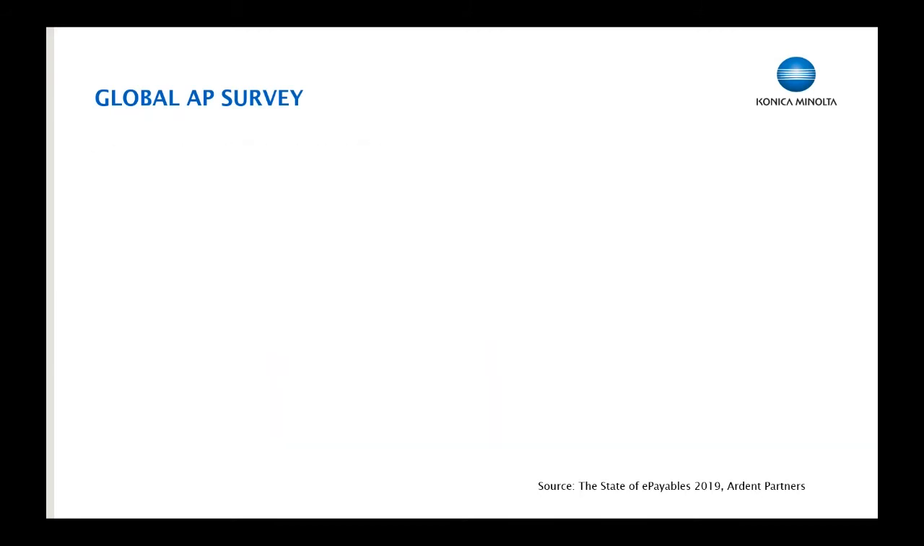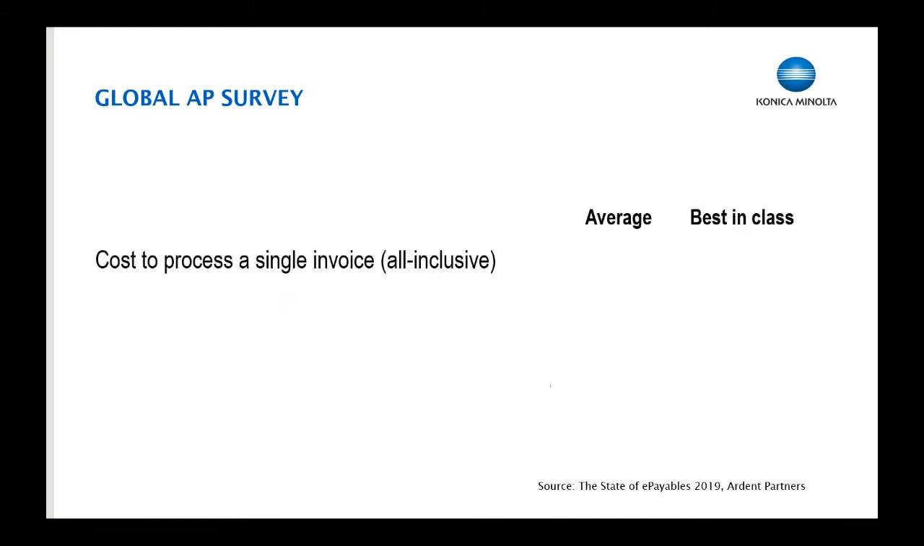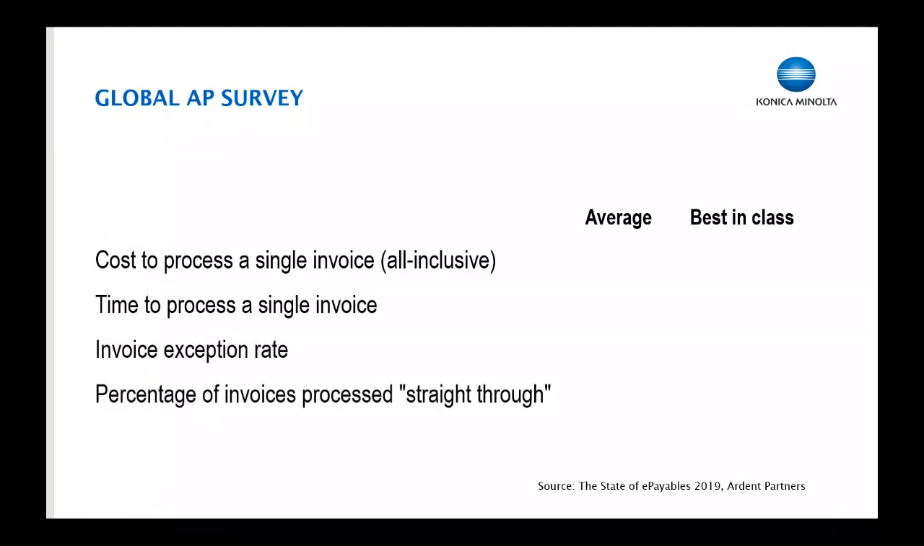You can also find data from the survey on the average global performance of several major AP metrics, which can often be an interesting benchmark and a measure of what good can look like once automated. So we've selected 4 here to show. One is the cost to process a single invoice, and that's the all-inclusive cost. The time to process a single invoice, invoice exception rate, and the percentage of invoices that are processed straight through.